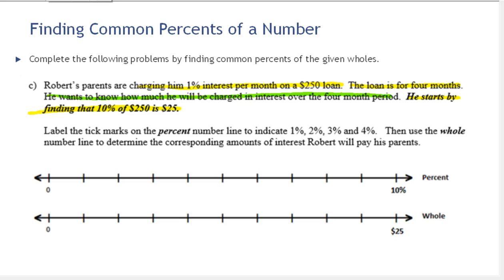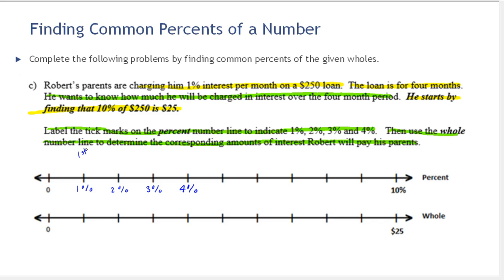Now we're asked to label the tick marks on the percent number line to indicate 1, 2, 3, and 4%. Then we're going to use the whole number line to determine the corresponding amounts of interest Robert will pay his parents. Okay, so we know that 10% of 250 corresponds to $25, and this is broken into 10 equal pieces, so each one is 1%, 2%, 3%, and 4%.